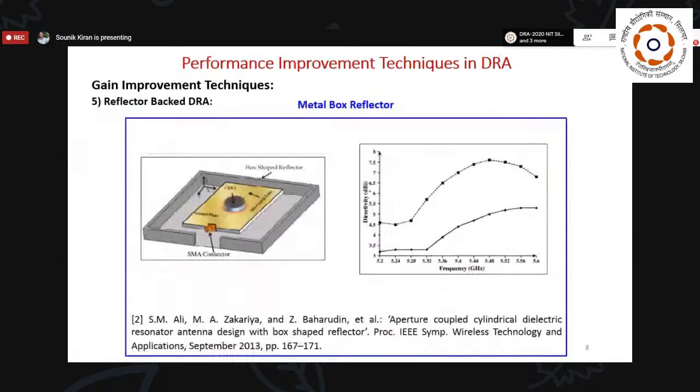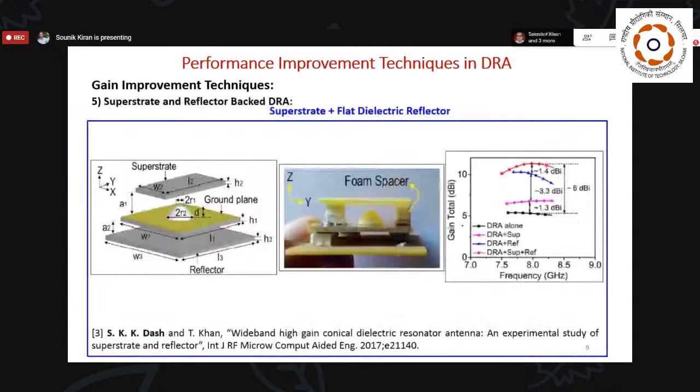The next thing, if you see, there is also another literature available online. We can see some people have used a metal reflector. This is a metal reflector actually, and the reflector shape is like a box shape. In our project, we did a flat reflector, and we found some authors have also done a box type reflector, and that also gave quite a significant improvement in gain. We can see they got more than 2 to 3 dB improvement.